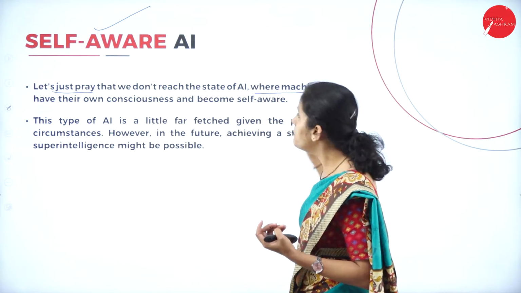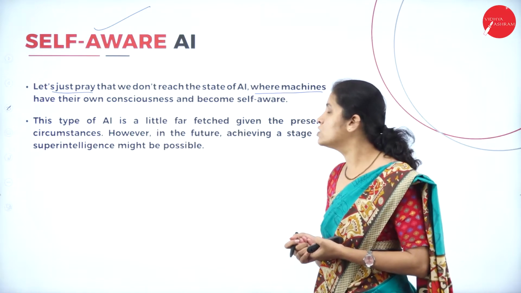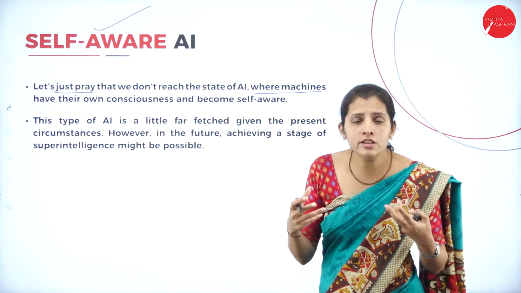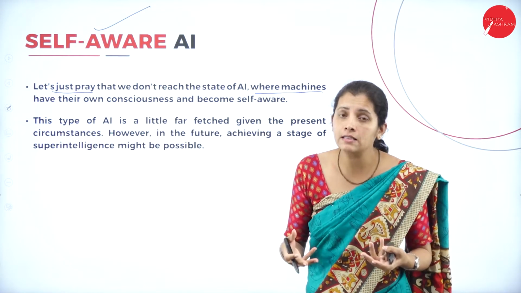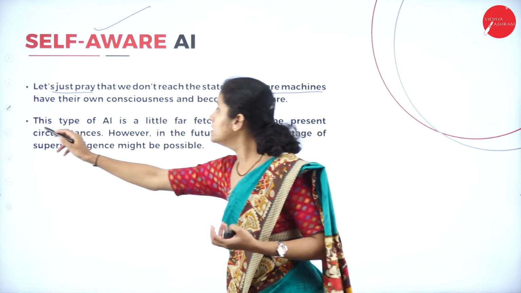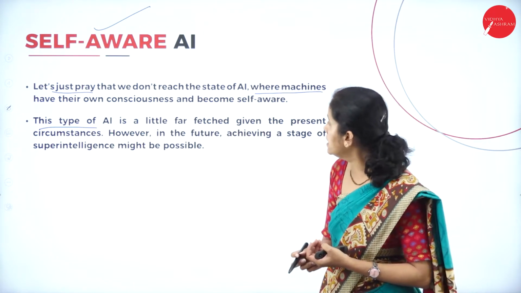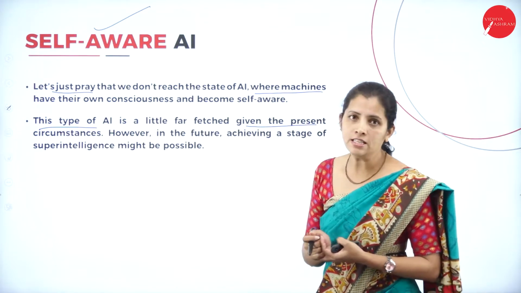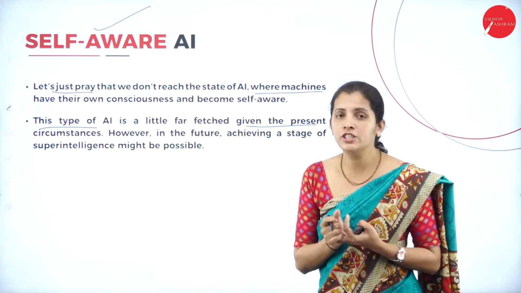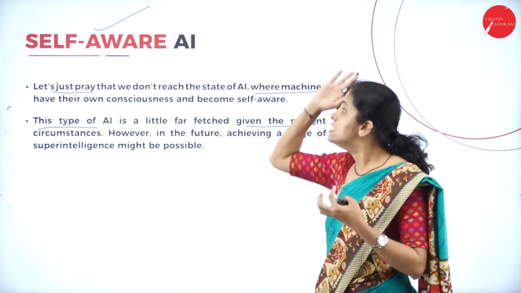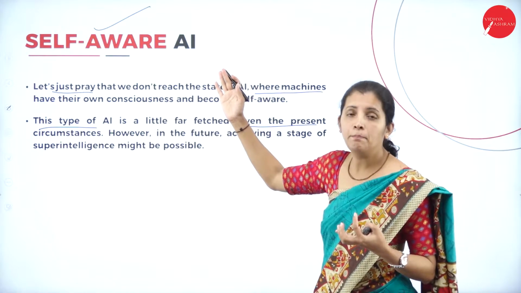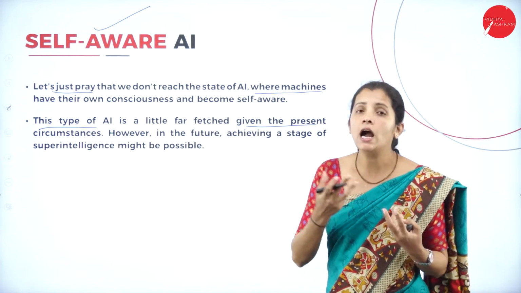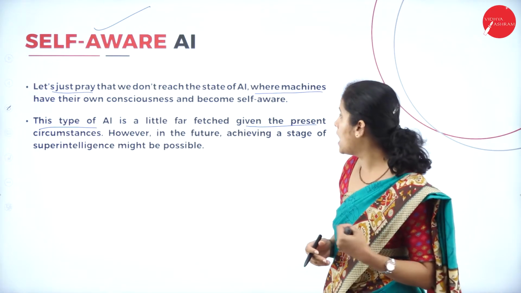Where machines have their own consciousness as well as self-awareness, it's not going to happen. This type of AI is a little far-fetched given the present circumstances. In many science fiction movies, we see self-aware AI, but it's not going to happen. If it happens, then the entire world will be ruled by the AI.